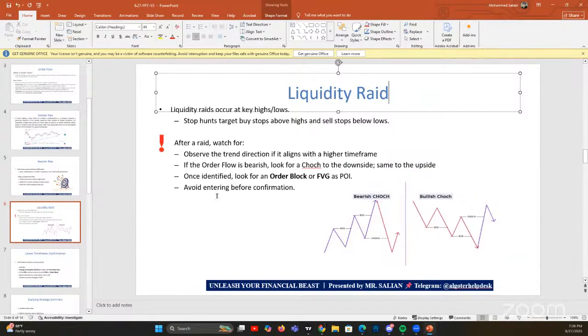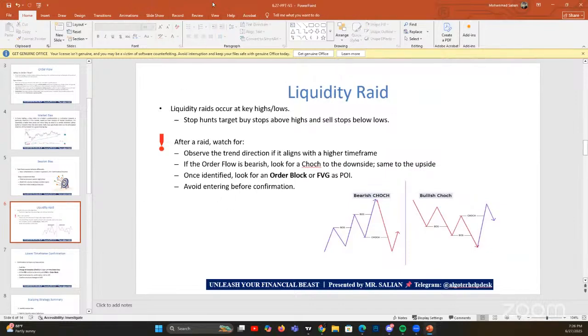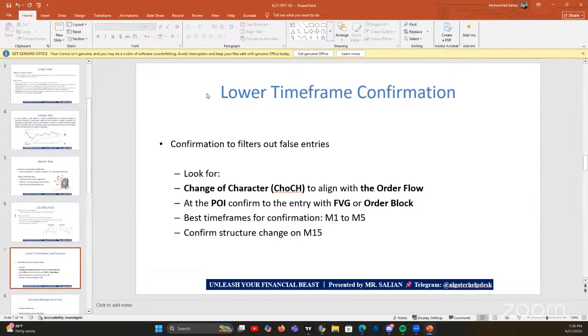Now, lower time frame confirmation. Confirmation to filter out false entries. This is very important, guys. You know, that's why when you are a newbie, you are overloaded with all this. What are these things? Now we will discuss this. As much as possible, look for the change of character, which I showed you, at the point of interest. Confirm the entry with an FVG or the order block.